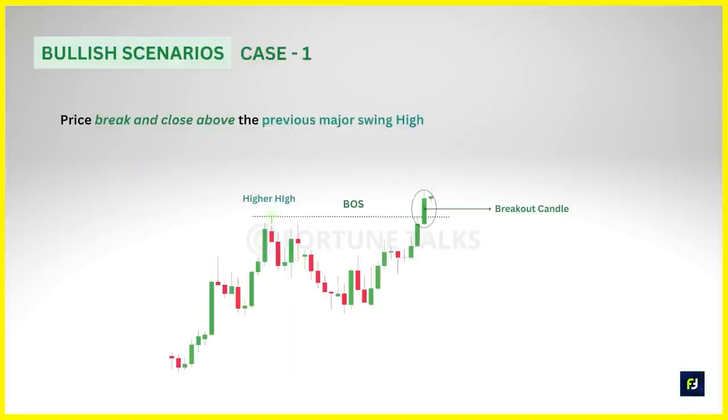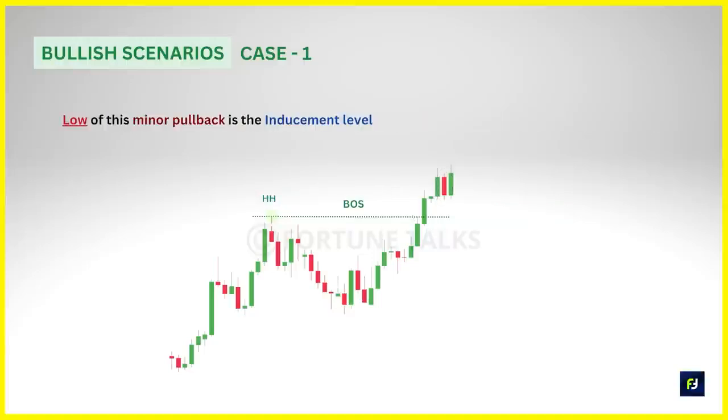In the first case, we can see the price break and close above the previous major swing high. This is our valid break of structure. Now let us see what happened after the break of structure. You can notice how the price moved higher and then it formed a minor pullback. As per our definition, the low of this minor pullback is our inducement level. We can draw a small horizontal line at this low to mark the inducement. For easy identification of this line in the future, we can name it IDM, or you can even use a dollar sign for the same purpose.